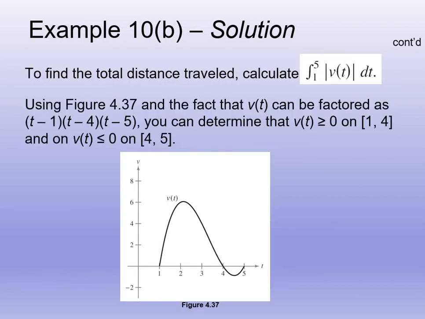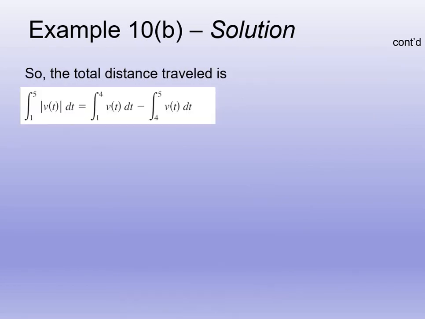Next, let's calculate the total distance traveled. Here's where you've got to really pay attention. If you graph this or you factor it, it factors into t minus 1 times t minus 4 times t minus 5. Those are the zeros. Very important. Notice from 1 to 4, our v of t is positive. From 4 to 5, it's negative, but we want to find total distance traveled. So we have to do the opposite of the integral from 4 to 5 to make sure that our value comes out positive there. Because if we did the integral of this function from just 4 to 5, we would get a negative value.